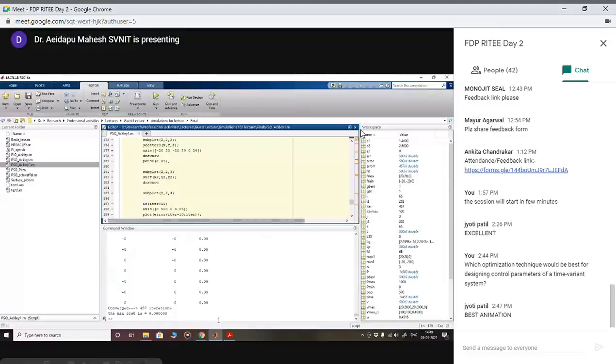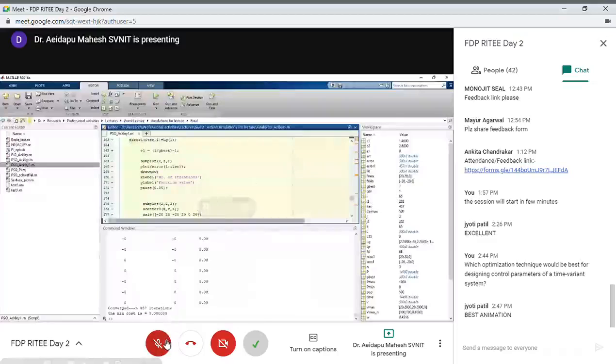Any doubts in this? I hope you are able to get a taste of how the optimization looks.